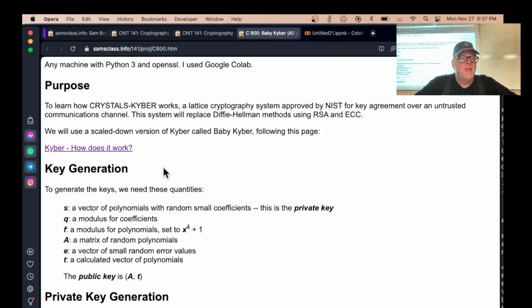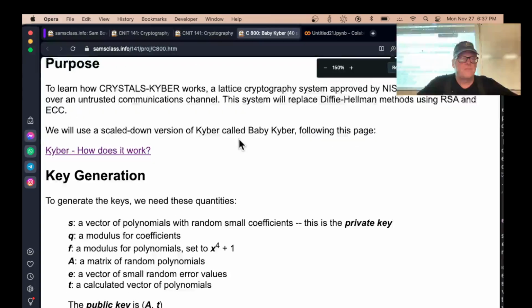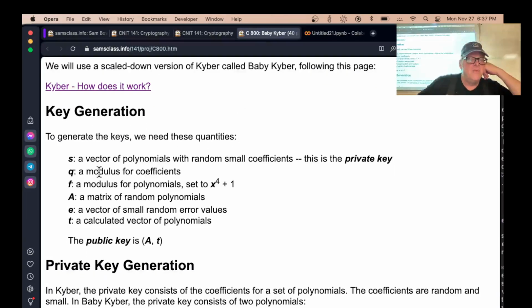So here's how Kyber works, and we're going to use Baby Kyber, which is just like the first RSA project. We used some really small numbers so you could understand the math easier, and Baby Kyber is the same way. It shows you how it works with very small numbers, so it's easier to do. So to generate the keys, what you have to do is you have to have a vector of polynomials, which you'll see, and you just choose random small coefficients. That's the private key. Then you have Q, which is a modulus for the coefficients here, and you have a modulus for the polynomials themselves that is always x to the 4th plus 1.